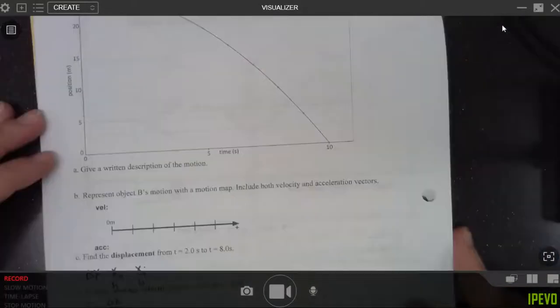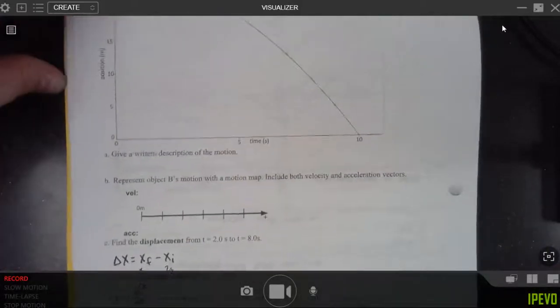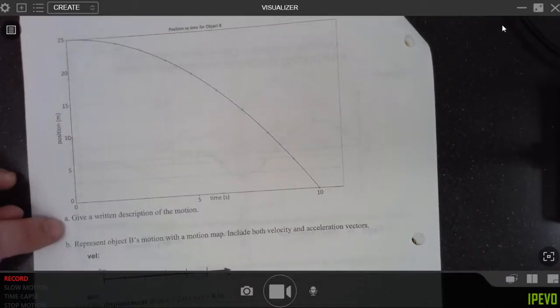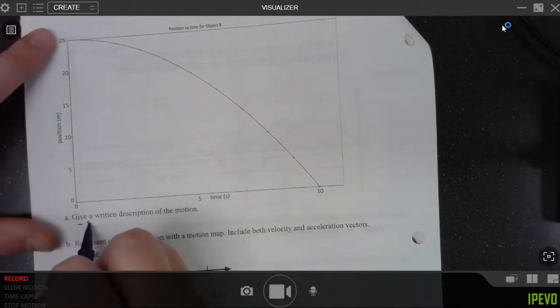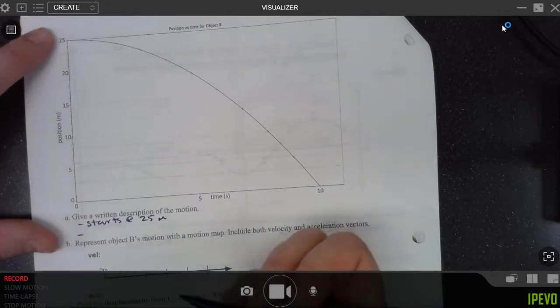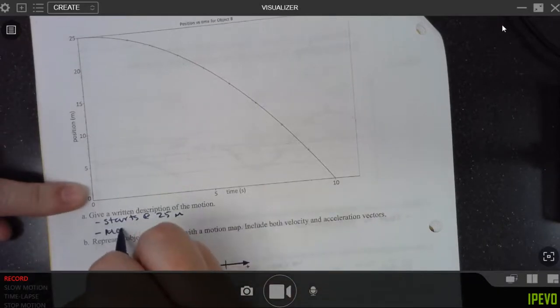Okay, second part. And we set some of this stuff up a little bit a couple of days ago. So there's some data here. First thing says, give a written description of the motion. Well, we know that our object starts at 25 meters. It's going to move, you could say either in the negative direction or towards 0 meters. Either of those is okay.